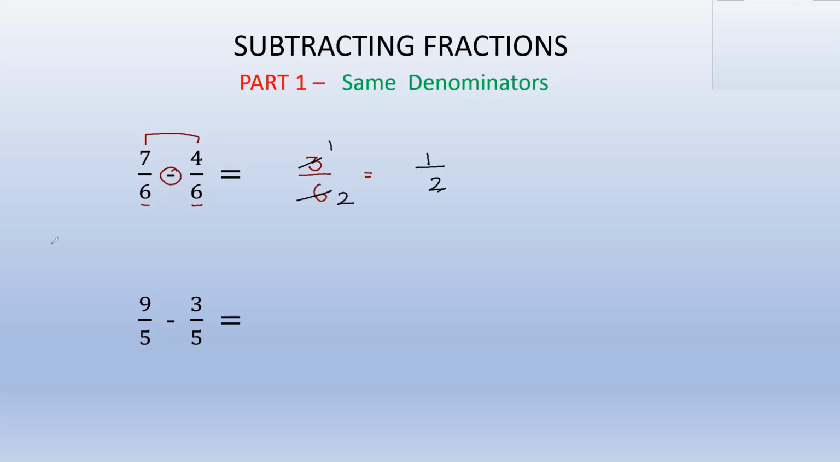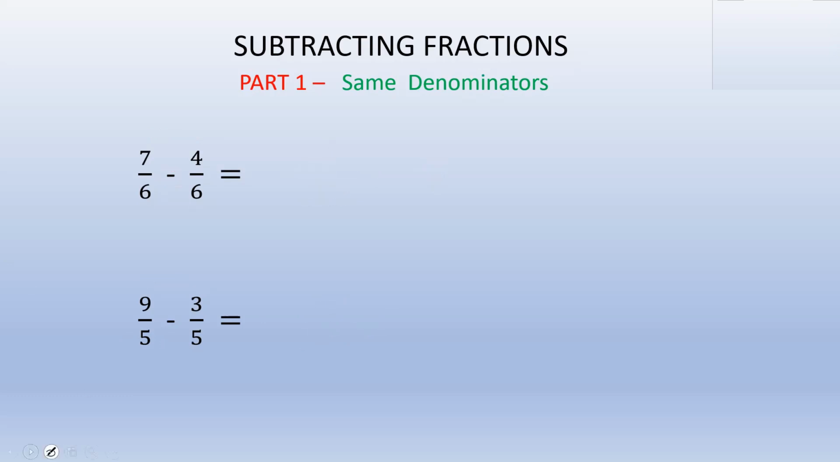Now let's understand the next example. Here the denominator in both the fractions is 5, so we write 5. 9 minus 3 is 6. So the answer becomes 6 by 5. And we have to stop here since they do not come in the table of a common number. Now, let us understand the second part.